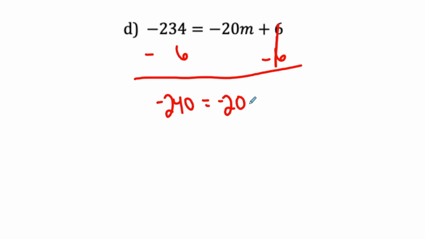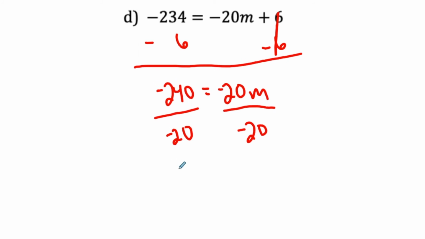And the right-hand side, I'm just left with a negative 20m. And now we have to get m by itself. So this is negative 20 times m. So we will do the opposite and divide by negative 20. Take your calculator, negative 240 divided by negative 20 gives you a positive 12 equals m. Final answer, there we go.